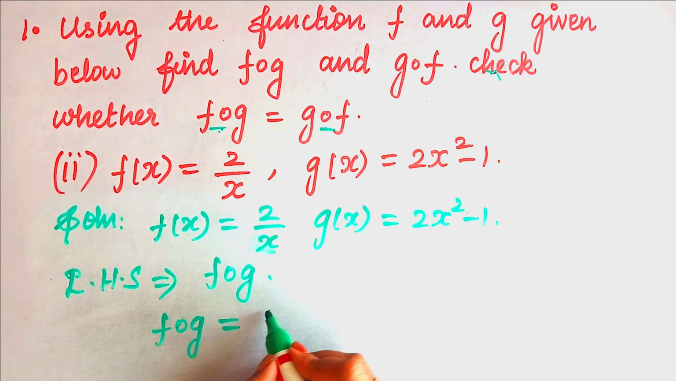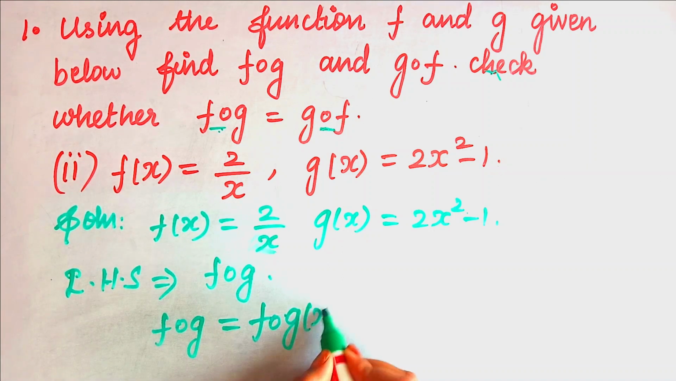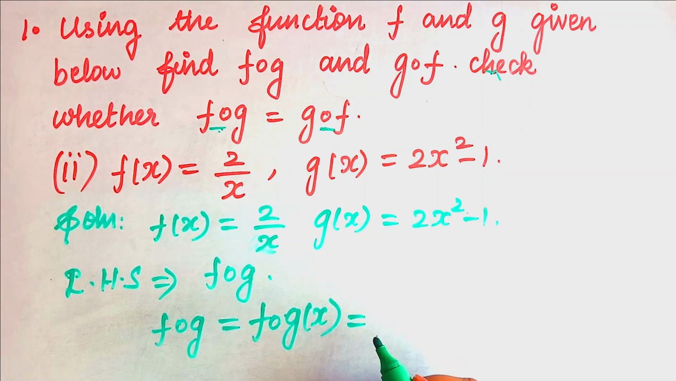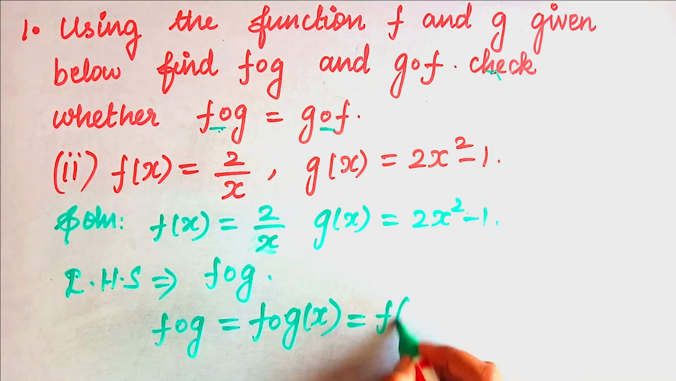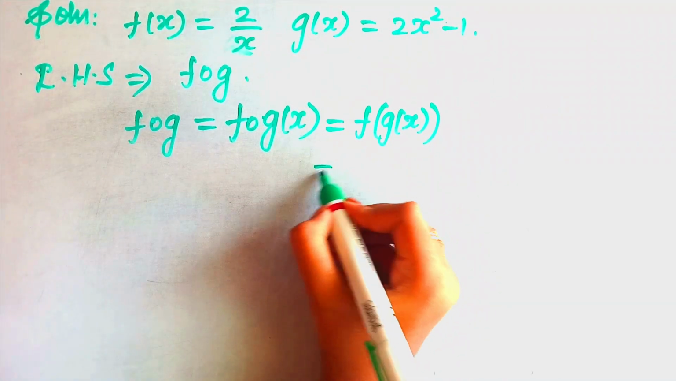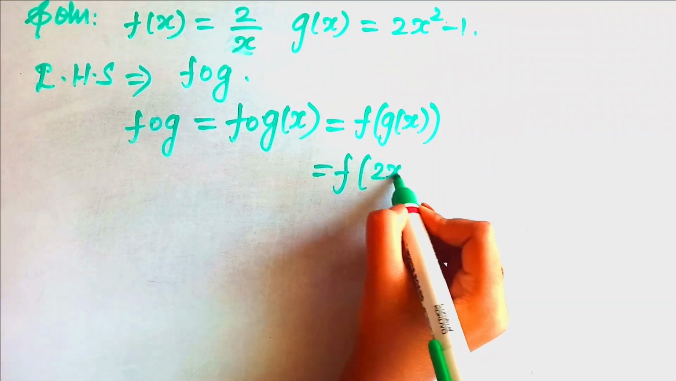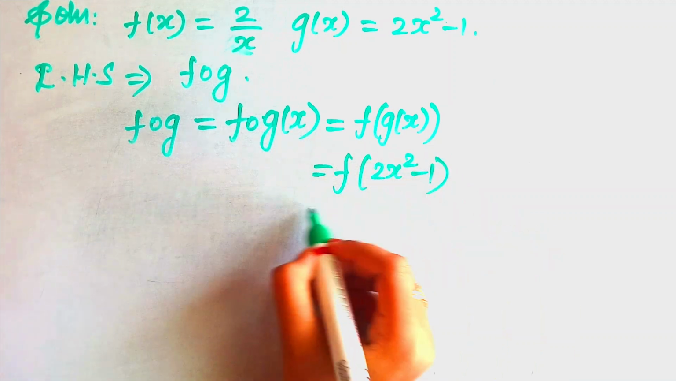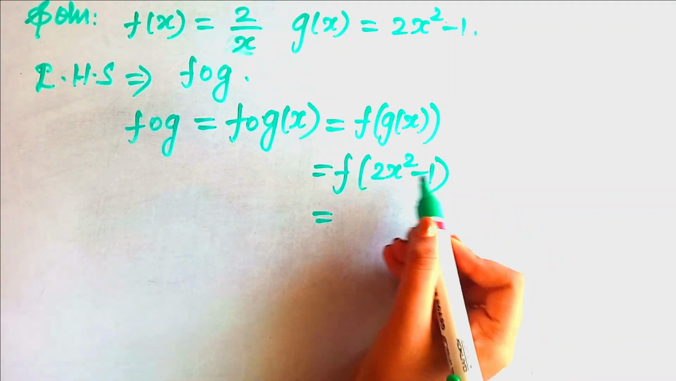So by the definition we already know that we can write f∘g of x as f of g of x, right? So first we know the value of g of x. What is it? 2x² − 1. Let's substitute that here. So f of 2x² − 1.